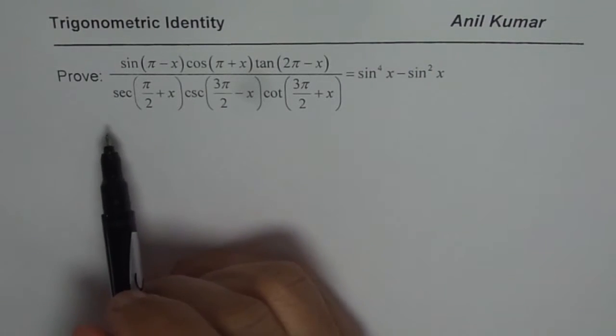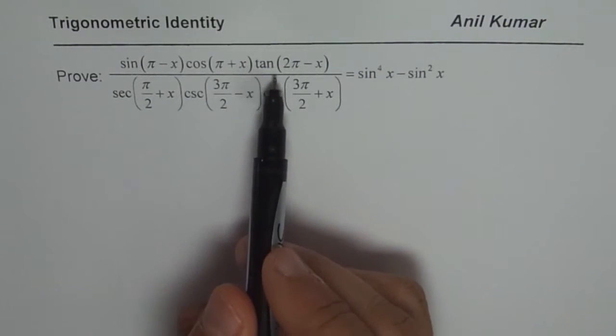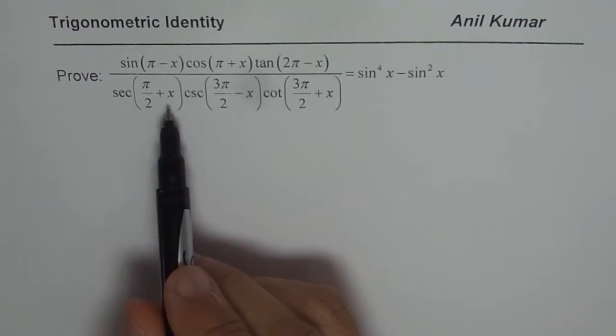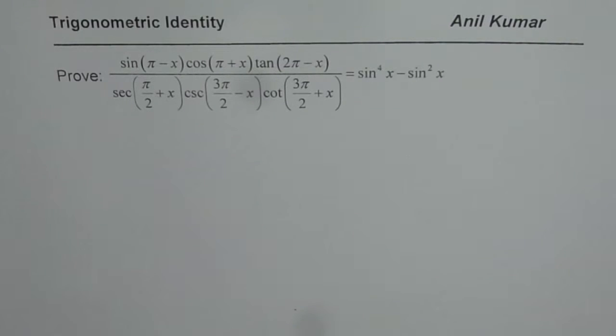Now the question here is sine of pi minus x times cosine of pi plus x times tan of 2 pi minus x, divided by secant of pi by 2 plus x times cosecant of 3 pi by 2 minus x times cotangent of 3 pi by 2 plus x, equals sine to the power of 4x minus sine square x. Oh my god. So this is what you have to do.